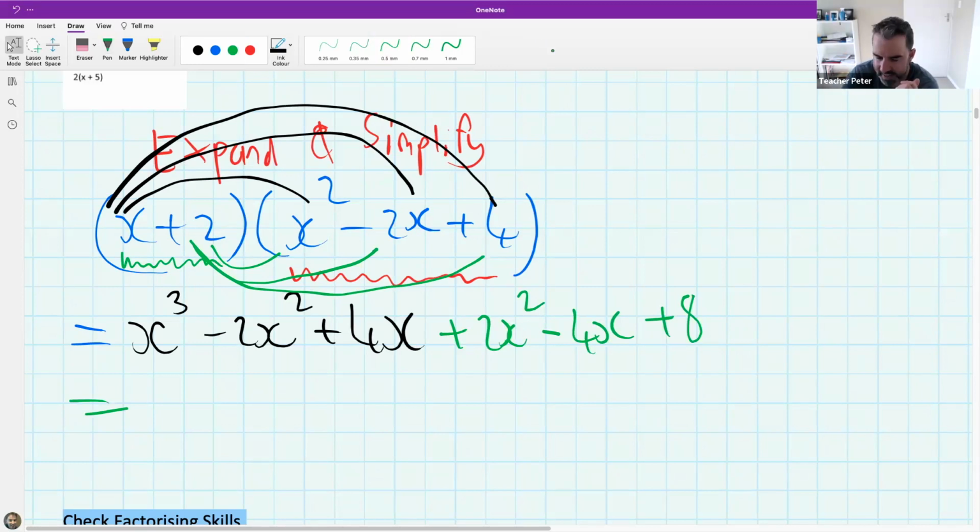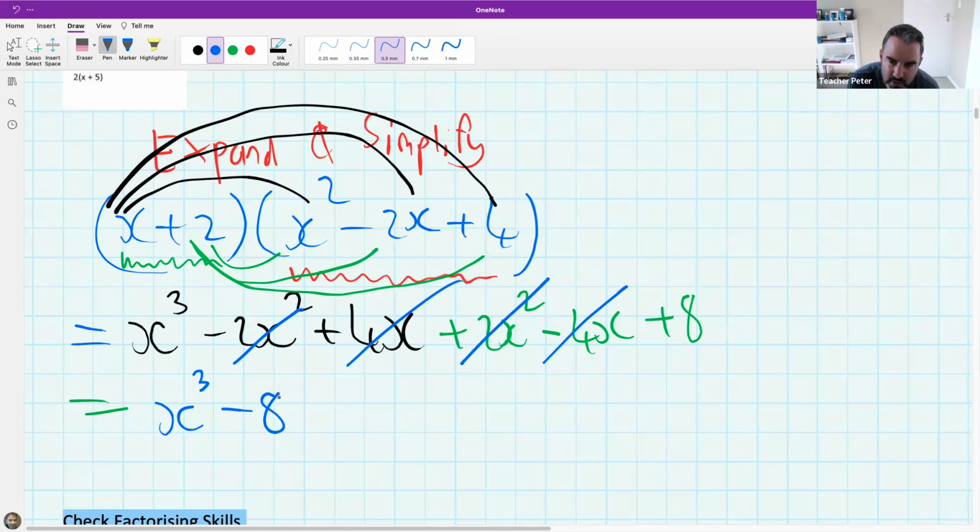So those are all my like terms. And now comes the business of simplifying and making life easier. Now I scan the horizon and I notice those two are opposites, so they cancel out, and those are opposites. So what is our final answer to be? It's going to be x cubed plus 8.